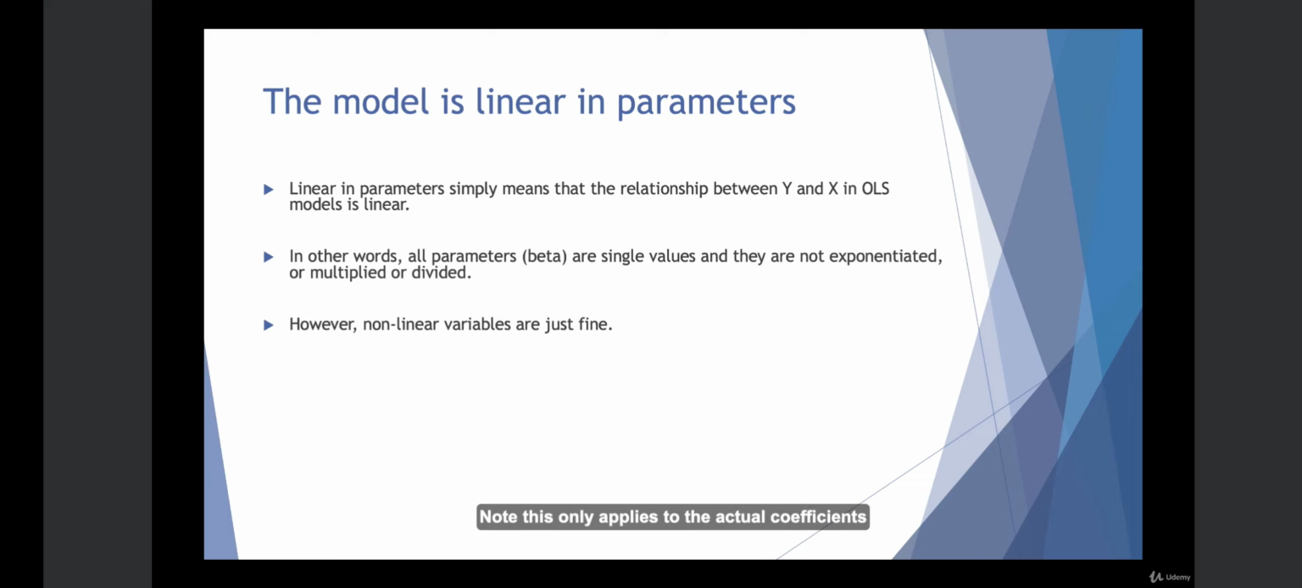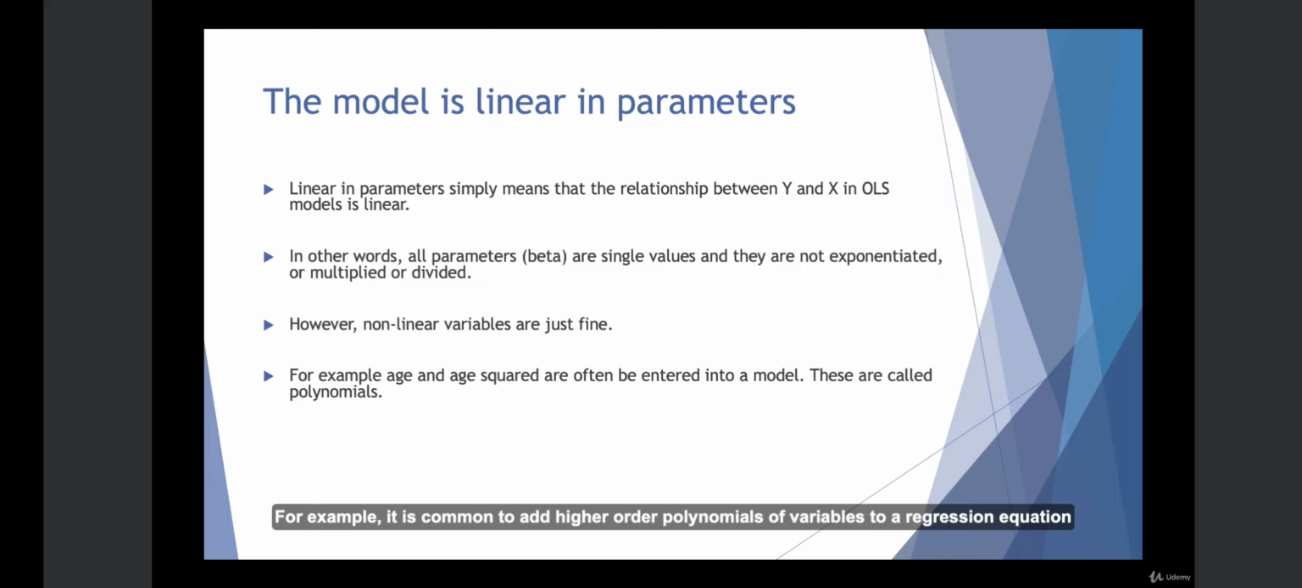Note, this only applies to the actual coefficients. Variables can be transformed in any way, including nonlinear ways. We often call this functional form, and we can vary the functional form as we please in ordinary least squares regression. For example, it is common to add higher order polynomials of variables to a regression equation. A commonly used example is h and h squared, where both variables are entered separately. This has the effect of introducing a curve into the line of best fit.